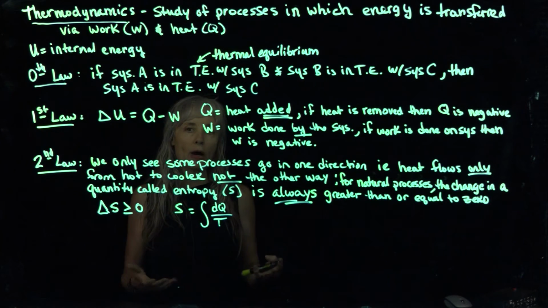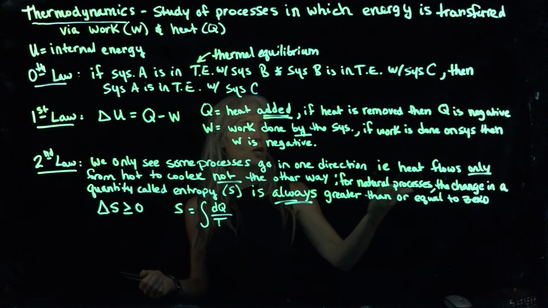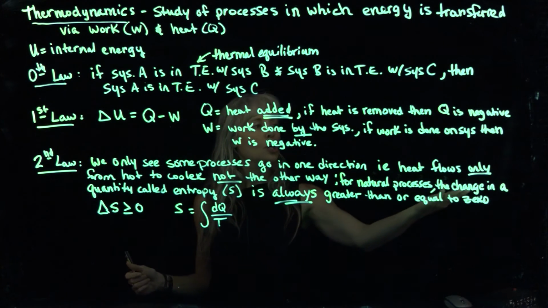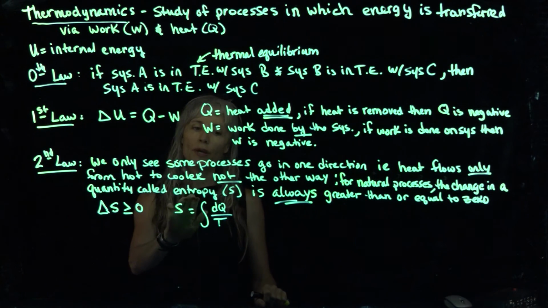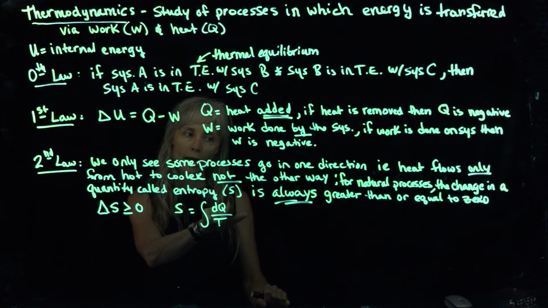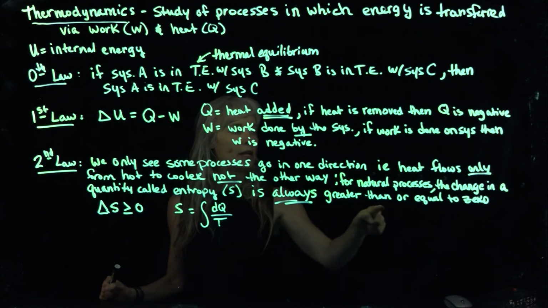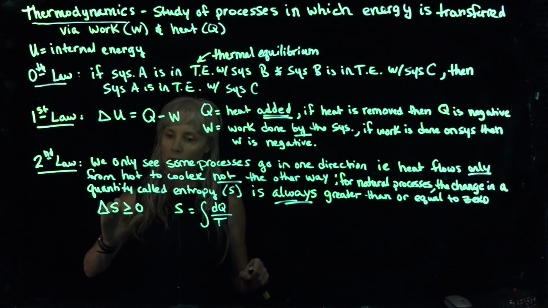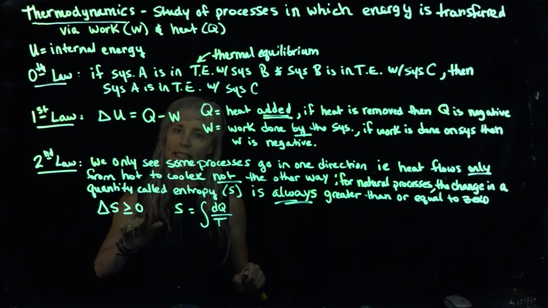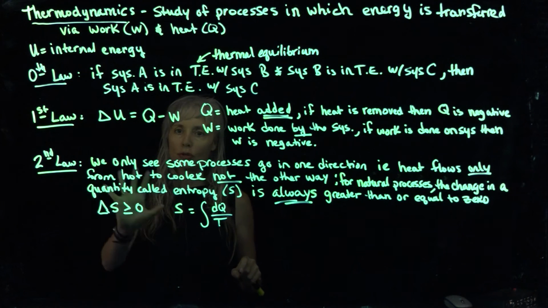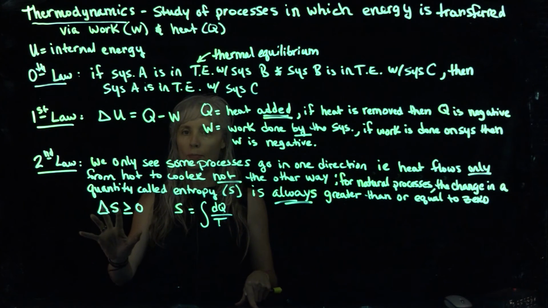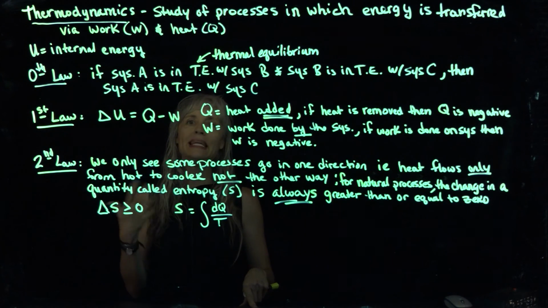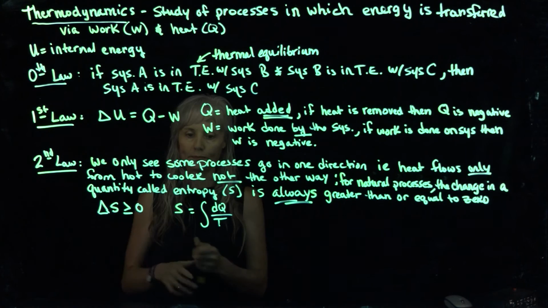And it turns out that for natural processes, heat flowing only from hot to cold, for example, the change in a quantity we called entropy, which gets the symbol S, is always greater than or equal to 0. So the change in entropy is always greater than or equal to 0. This is always true. So the special quantity called entropy is always 0 or positive for any natural process.